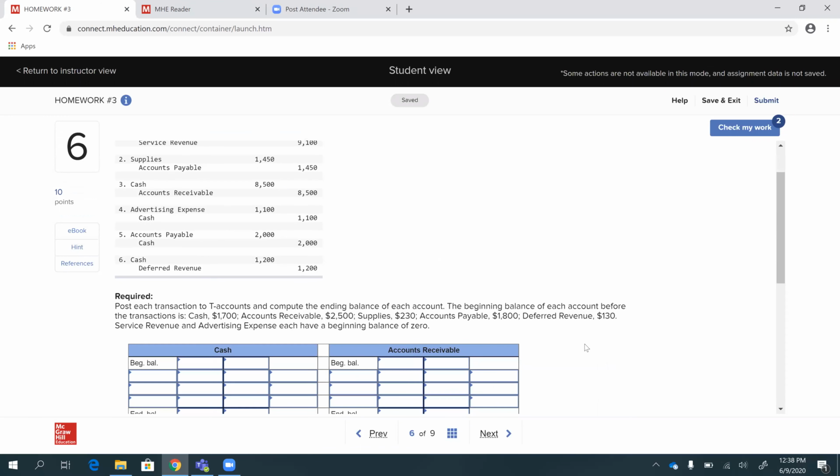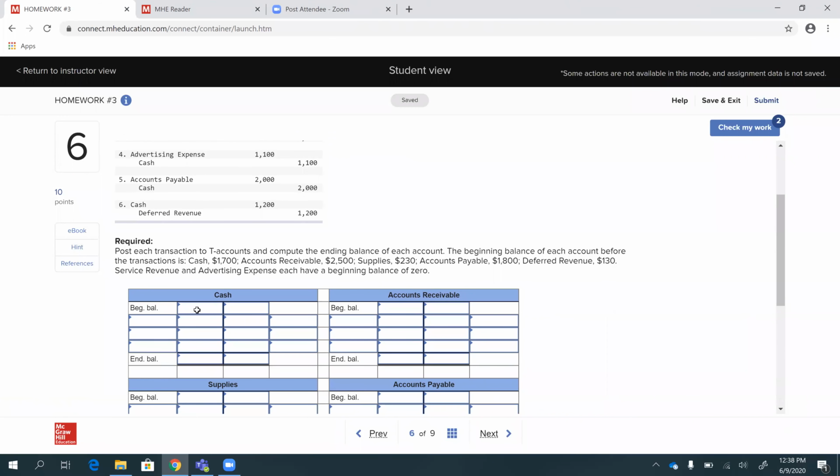Always, always, always start out by recording your beginning balance. So cash. Cash is an asset, has a normal balance of a debit. So in my example, cash has a beginning balance of $1,700. Accounts receivable. Accounts receivable is an asset. Assets have a normal balance of a debit, so I will record it on the left-hand side.